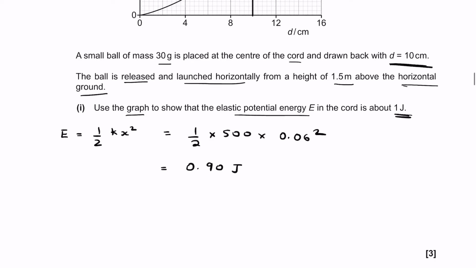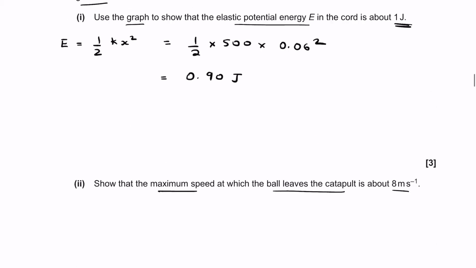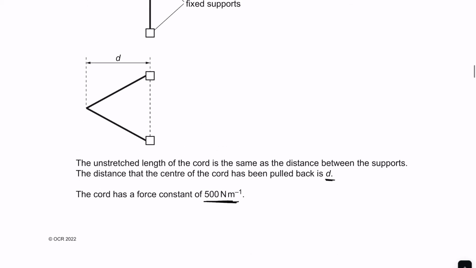For the next part, we are to show that the maximum speed at which the ball leaves the catapult is about 8 meters per second. This is all about conservation of energy. We know that the elastic potential energy is maximum at the point where the cord is being pulled. You have the ball right over here, and at this point in time, it has maximum elastic potential energy.